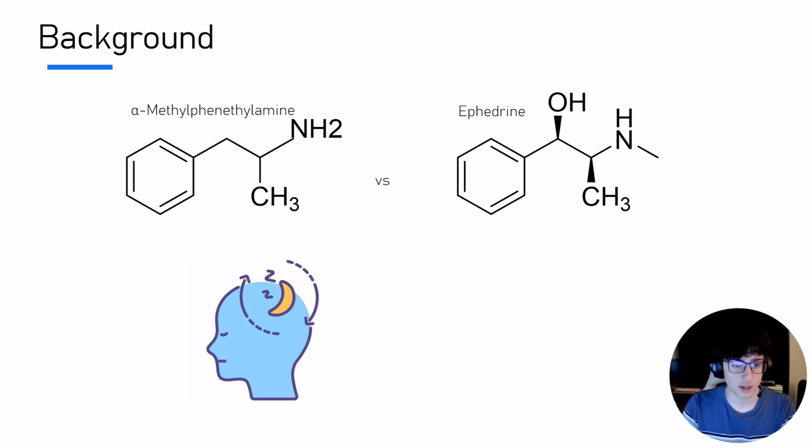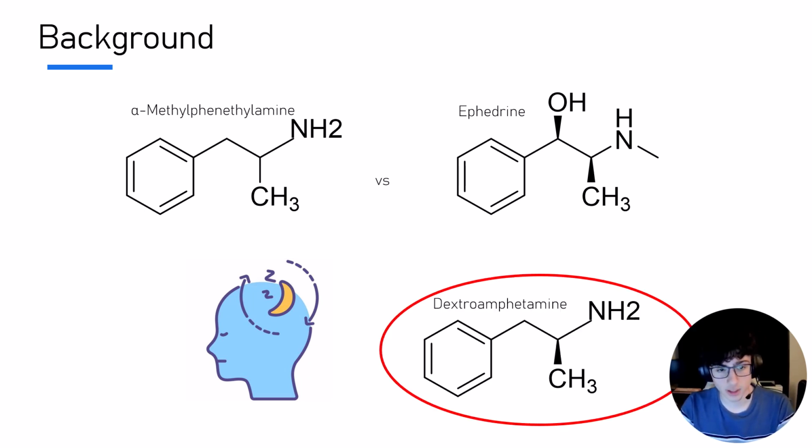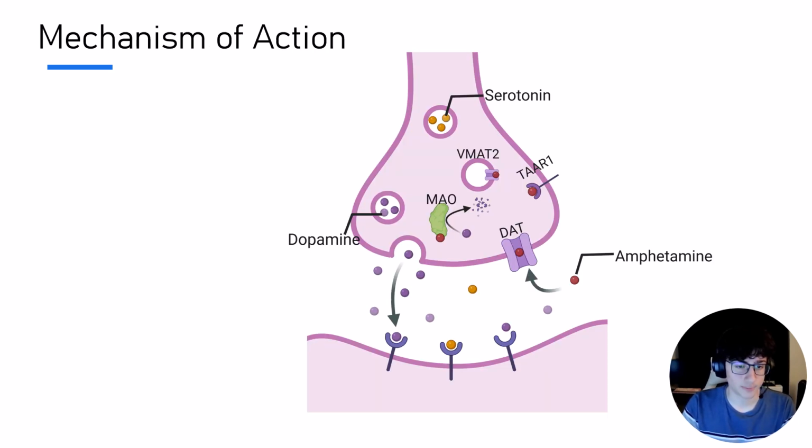Currently, the most common FDA-approved variant of amphetamine is dextroamphetamine, which is a synthetic drug that we all know as Adderall. For the purposes of this presentation, however, I will refer to Adderall generally as amphetamine.